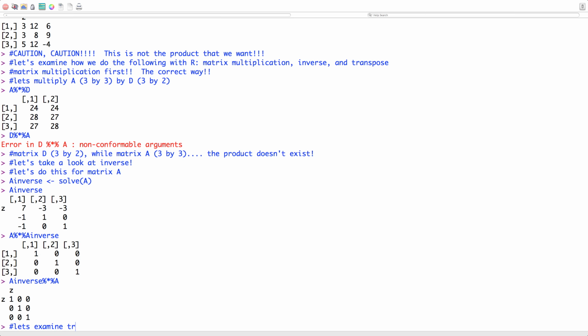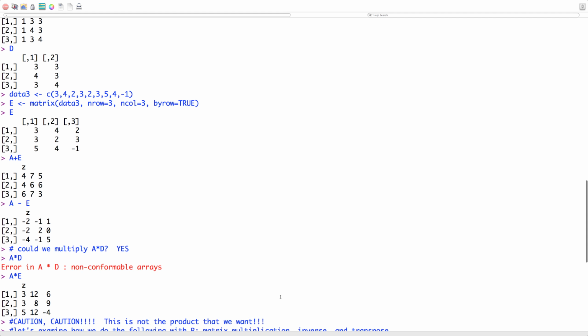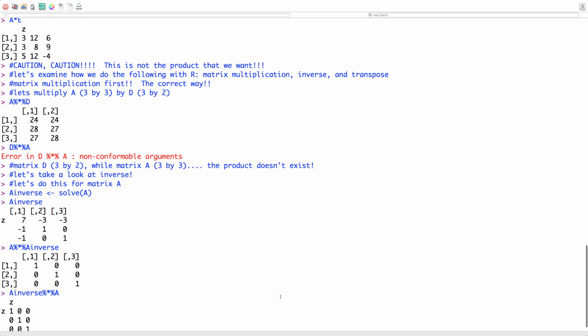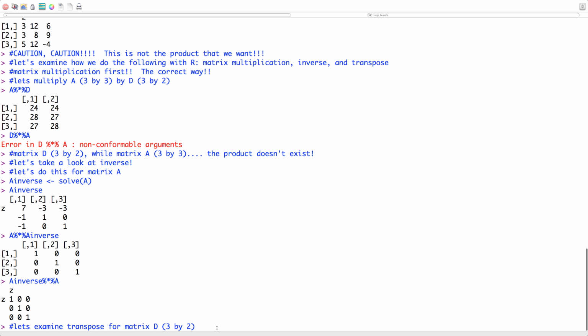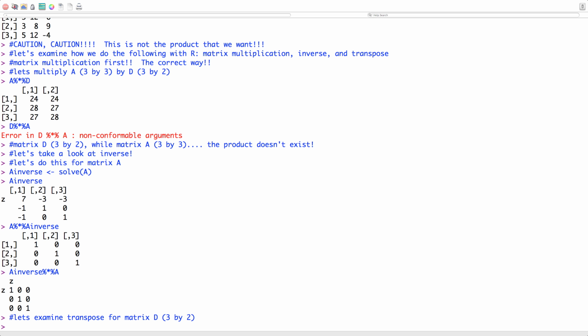Now, let's examine transpose. How do we find the transpose? Remember, transpose just interchanges the rows and the columns. So let's examine the transpose for matrix D. Now, guys, remember again, matrix D is a 3 by 2. So we're expecting the transpose to be a 2 by 3, just interchanging rows and columns.